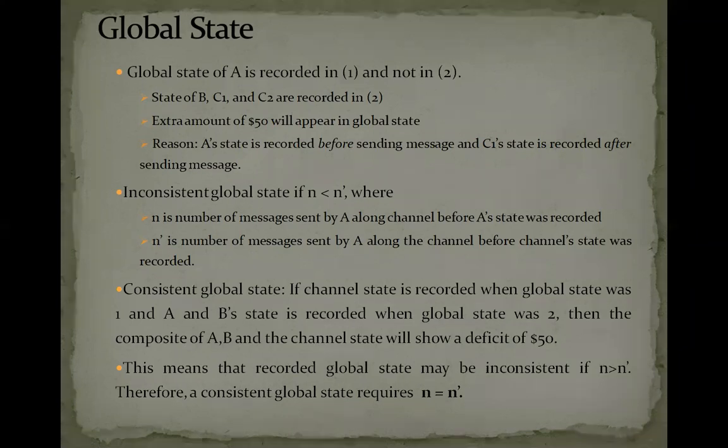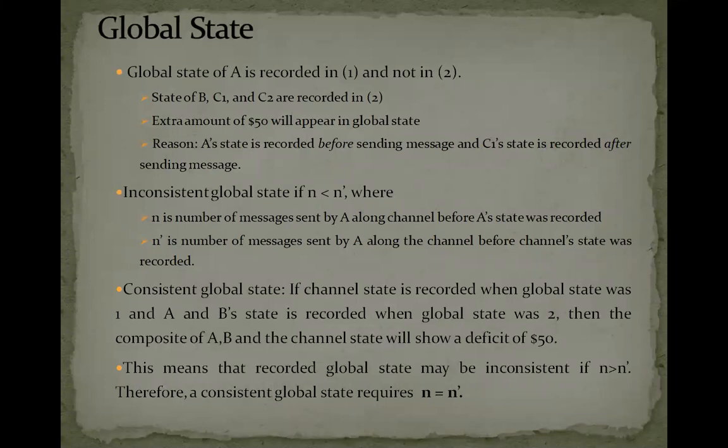Because at the time state A is recorded, तो उस समय उसका status कुछ और था, and when it sends a message to transfer $50, उस समय channel का state दूसरा था. तो अगर इसको हम composite way में लेंगे, इसको globally अगर हम देखने की कोशिश करेंगे, so the state of A, state of B, and the channel should be consistent if n is equal to n dash. Meaning thereby, A has sent a message to transfer $50. B has received that message and updated its value.